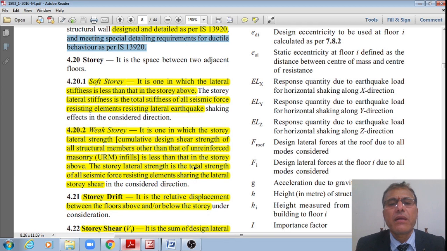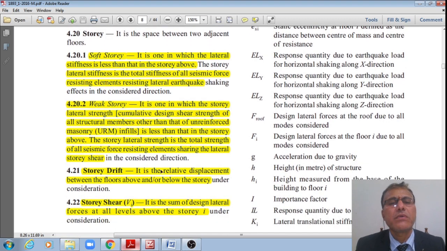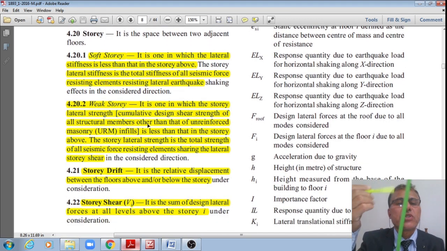Now next one is the weak story. It is the one in which the story lateral strength, the cumulative design shear strength of all the story members other than that of the unreinforced masonry URM infills, is less than that of the story above, or the story lateral strength is the strength of all seismic force resisting elements sharing the lateral story shear in the considered direction, right? Now that is how it is called the weak story. Whereas story drift is the relative displacement between the floor above and below the story under consideration. This is what is called story drift, right?